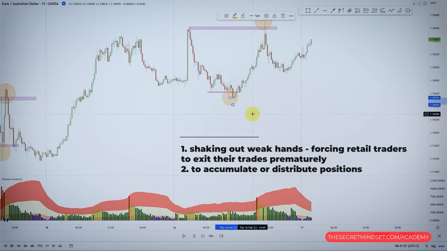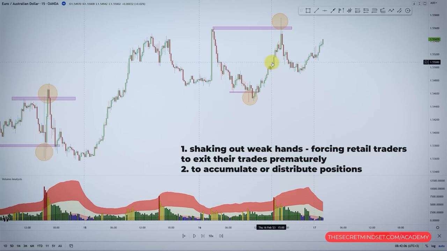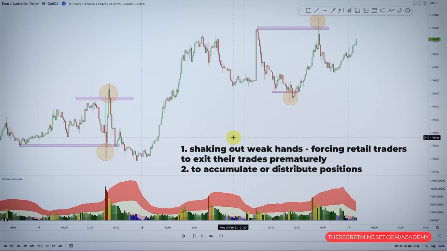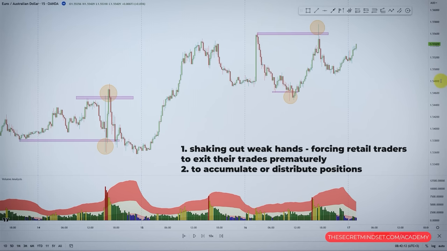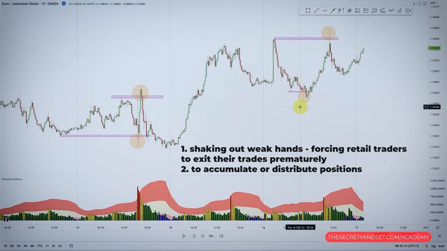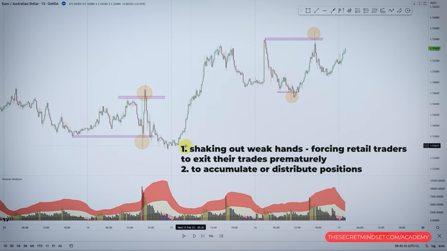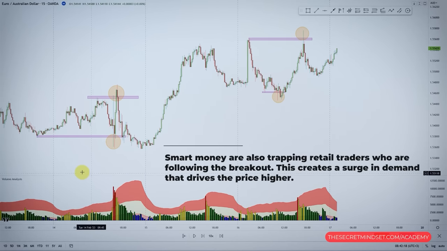Smart money uses these fake breakouts for two main reasons: to shake out weak hands and to accumulate or distribute positions. Shaking out weak hands means forcing retail traders to exit their trades prematurely by creating fear or greed. Smart money may also push the price above the high of the day to trigger stop losses and bulk buy orders from retail traders who are following the breakout.